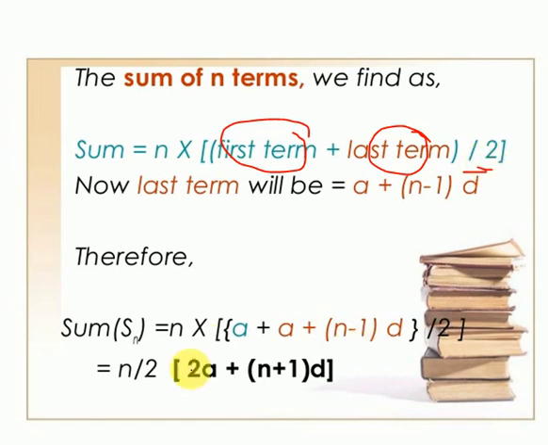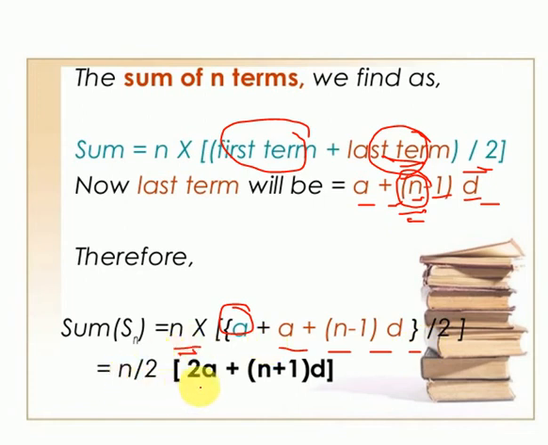Now I can write the last term as a plus n minus 1 d. Why can I write it as the last term? Because we do not have the value of the last term, so I have taken this as n. Now I can write it like sum is equal to n into a, that is the first term, and the last term we have replaced by a plus n minus 1 d, upon 2. So I can write it like that also.